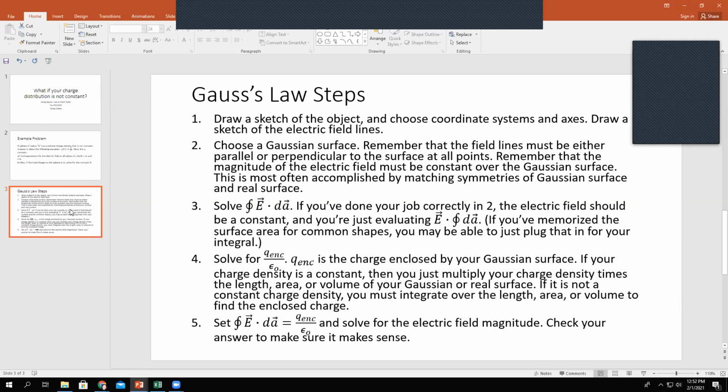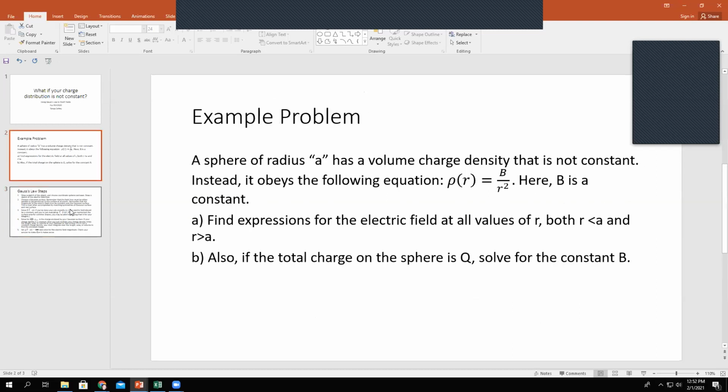Now let's apply it to this specific example problem, and remind you what it is. We've got a sphere of radius A with a non-constant volume charge density, B over R squared, where B is a constant. We want to find the electric field everywhere. What do we do? Okay, so let's go.